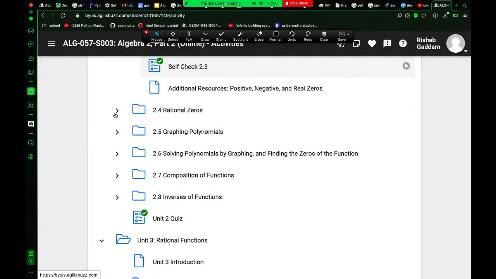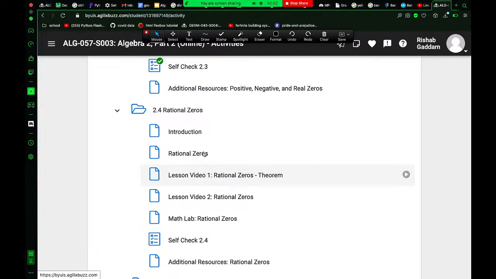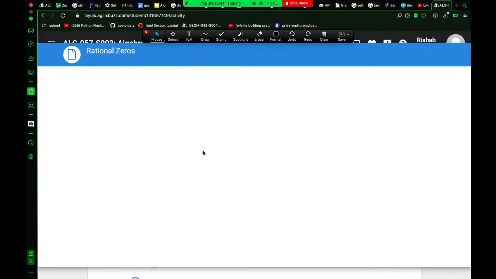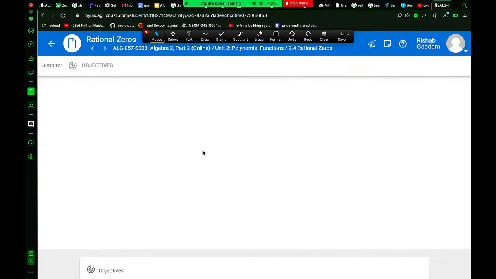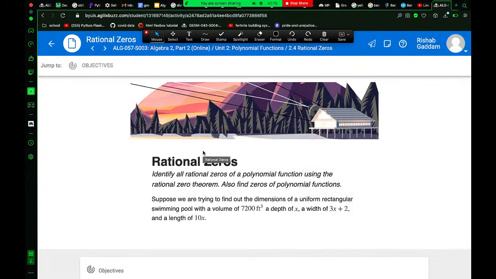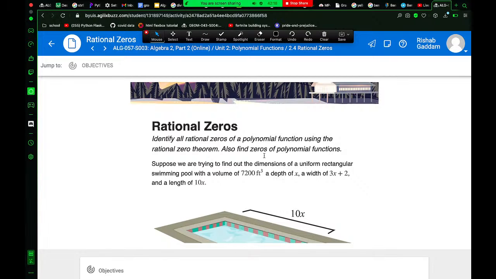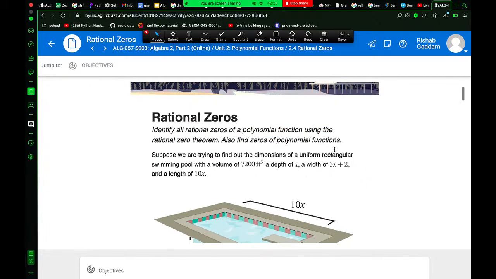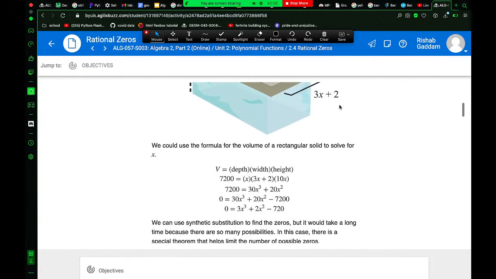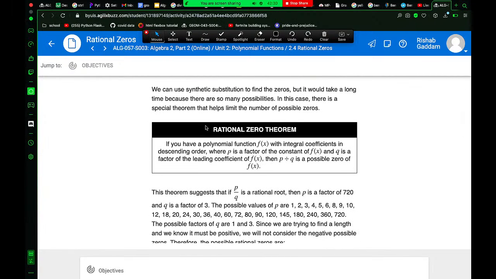And let's go on to rational zeros. Okay, so rational zeros. Identify all the rational zeros of a polynomial using the rational zero theorem. Also finding zeros of polynomial functions. Okay, so let's find out what the rational zero theorem is. Let's just read all of this, but it's not very descriptive.